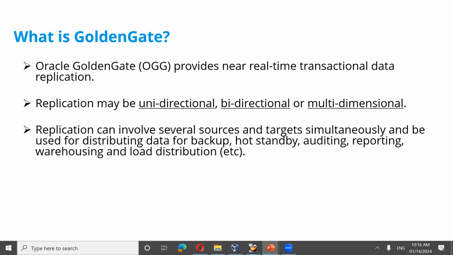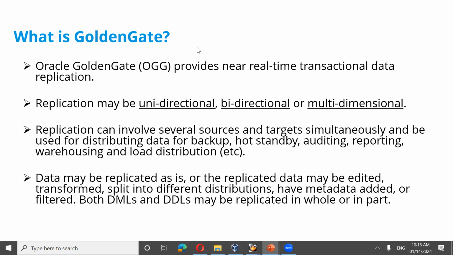Okay, now with GoldenGate, the advantage is you can have several sources and targets simultaneously. That means you can have multiple sources replicating data to a single target, or you can have a single source replicating data to multiple targets as well.